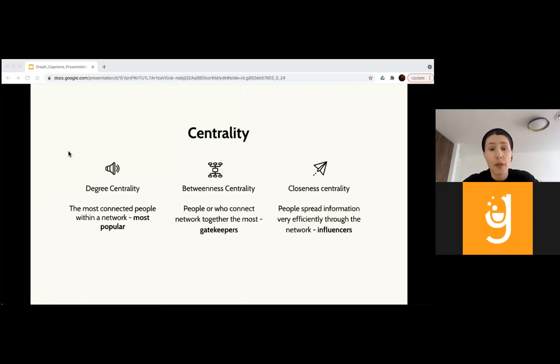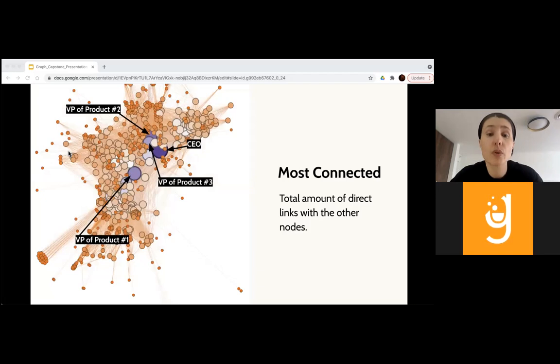The main concept I applied in my research is centrality, which helps to understand the importance of people in the network from a given perspective and can be expressed in different ways. There are multiple types of centrality measures. I use degree centrality, which identifies the most connected people within a network, or we can call them the most popular. Betweenness centrality, people who connect the network together the most, or gatekeepers. And closeness centrality, people who spread information very efficiently through the network, or we can call them influencers.